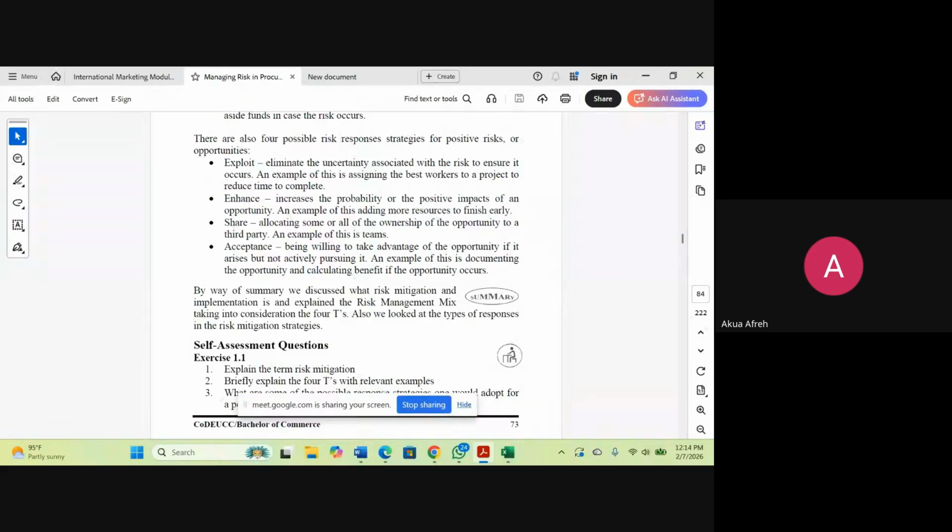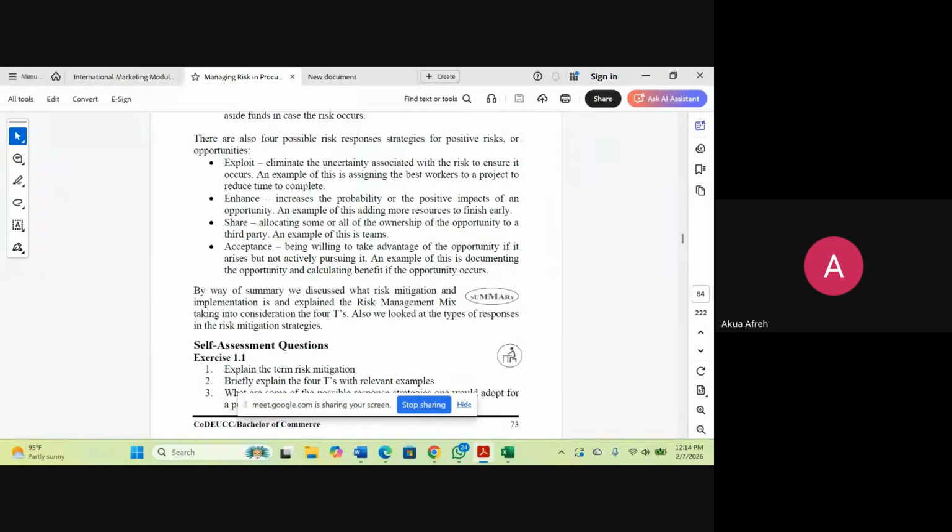Enhancing here, we are saying that you are trying to increase the probability or the positive impact of that risk. So you add more resources to finish a task early or to finish a project early. So you get whatever benefit that you need to get from that opportunity. Or we can say that you increase the budget slightly so that we can buy in bulk and gain a higher discount. This is what we are saying.